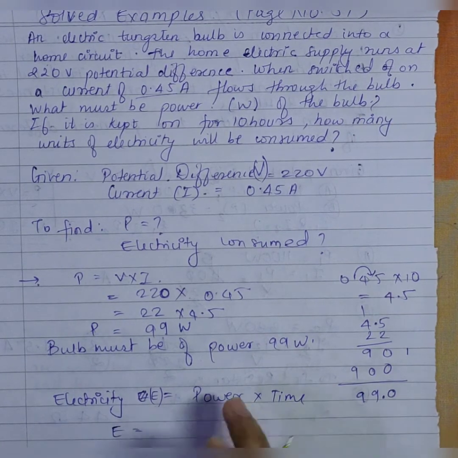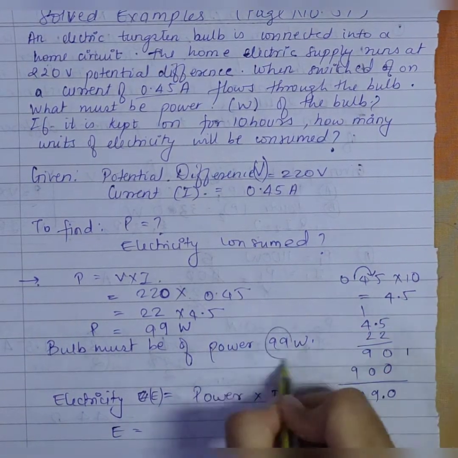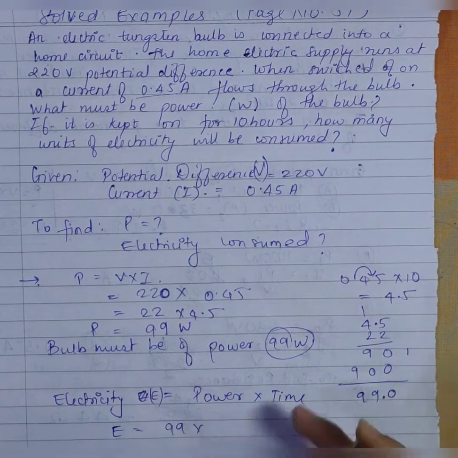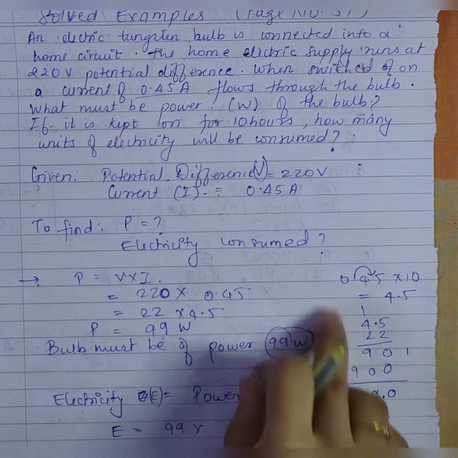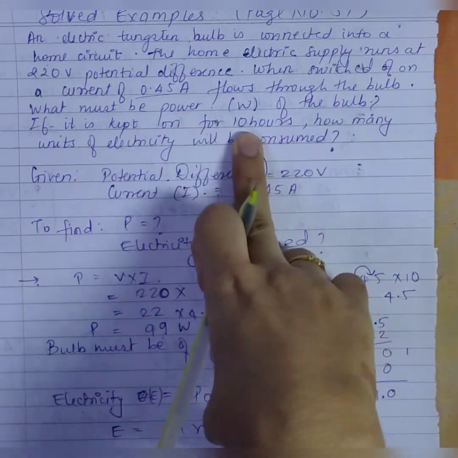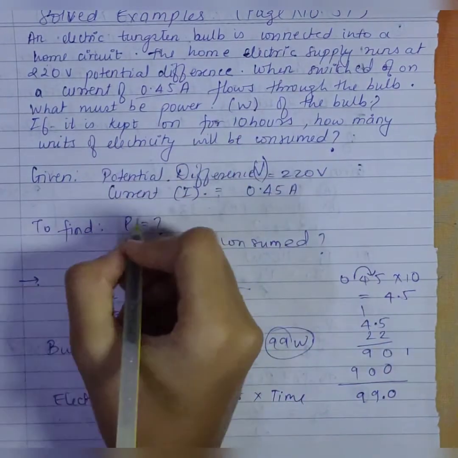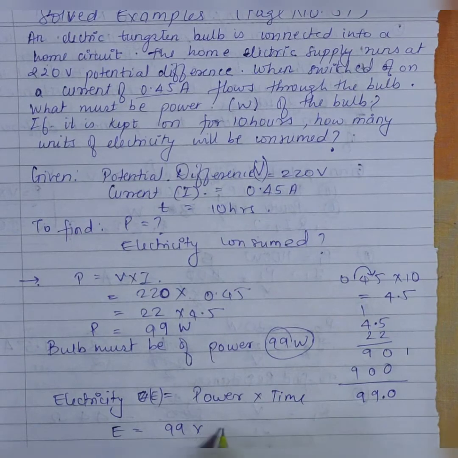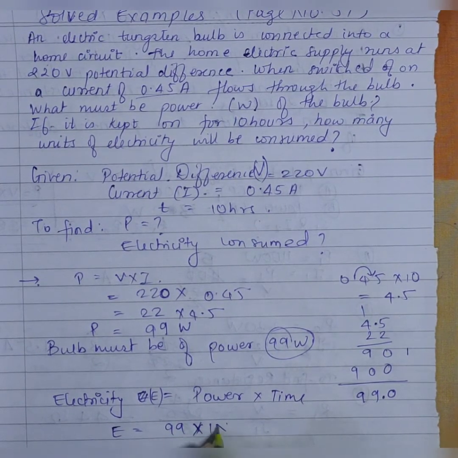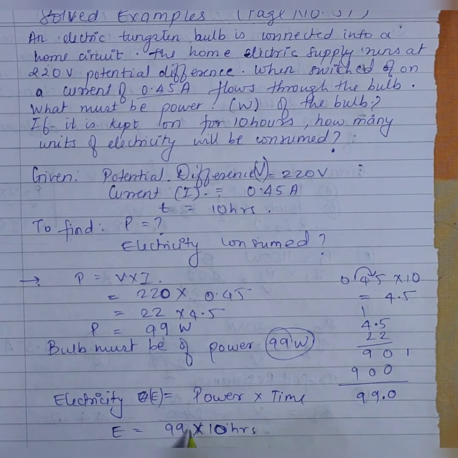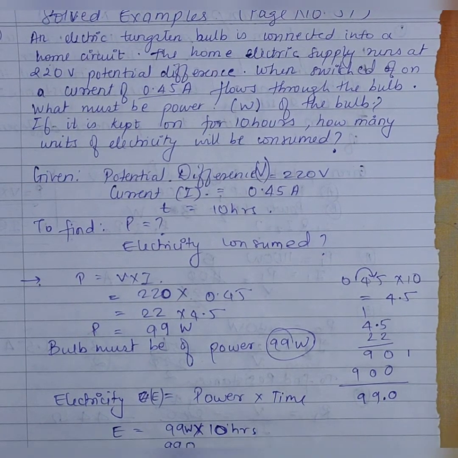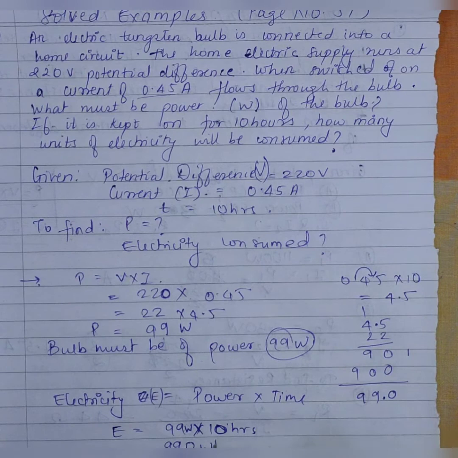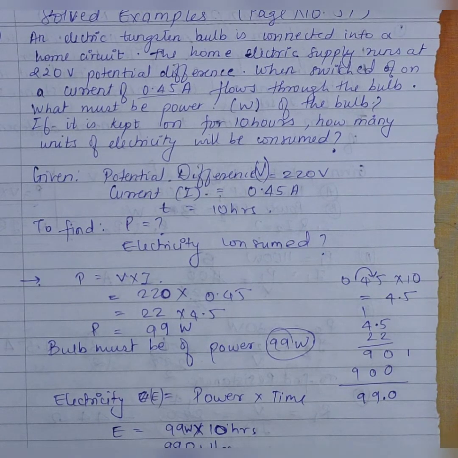So your E will be power. You have your power with you now, right? 99 into time. Time is what? They have asked that it is kept on for 10 hours. So in the given, you can also write time is equal to 10 hours. That is into 10 hours, and this is watt. So that is 990 watt hours. It is always written this way.